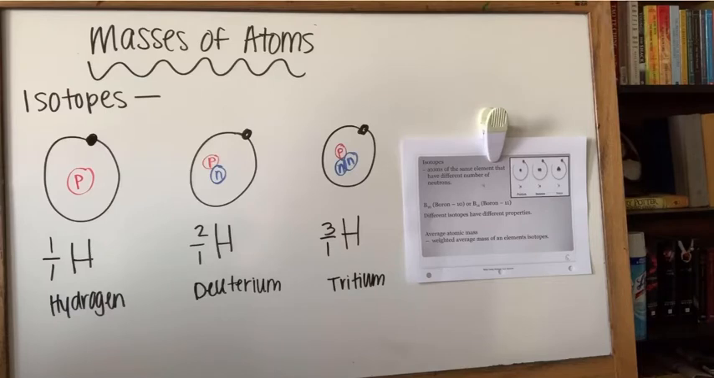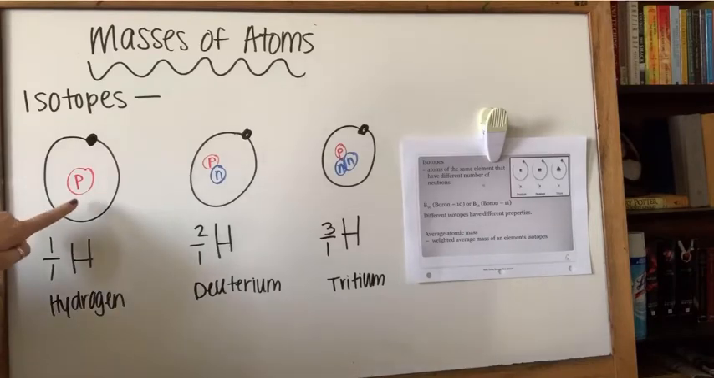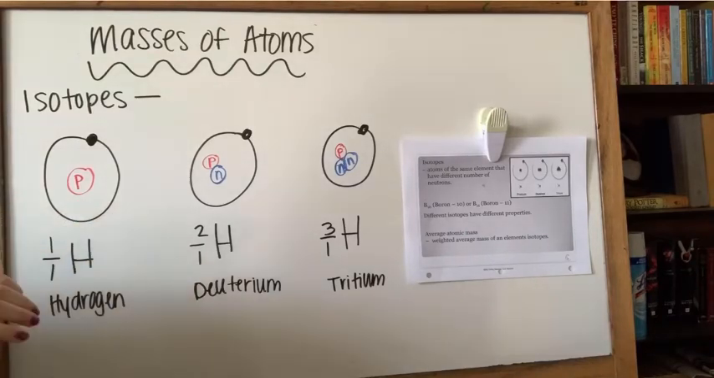So the number of protons is equal to the number of electrons in an atom. So if there is 1 proton in an atom, then there is only going to be 1 electron in its electron cloud. If there are 3 protons within an atom, then there's going to be 3 electrons in its electron cloud, and so on and so forth.